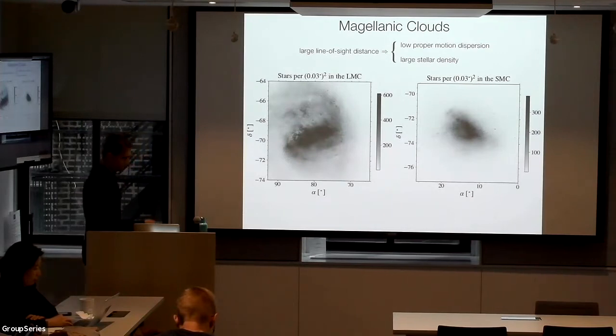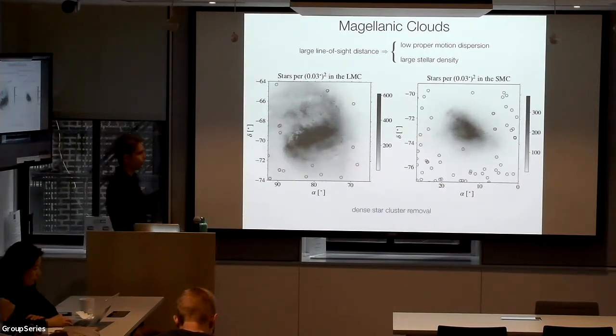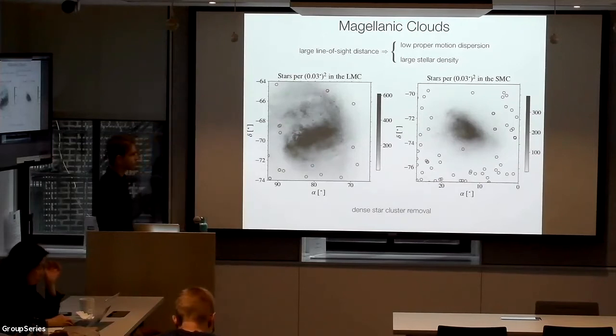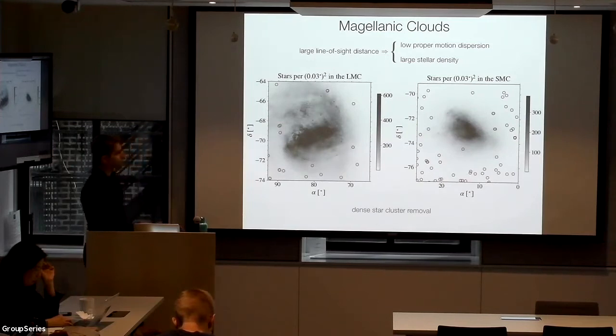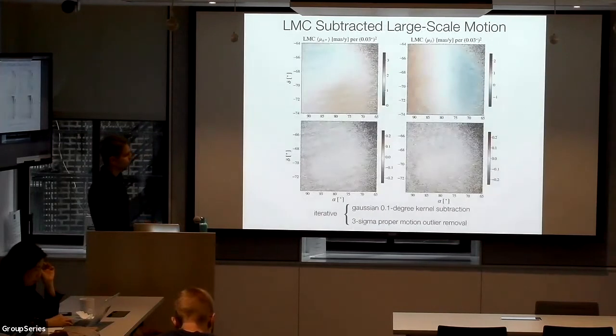We did some quality cuts on this sample, and we also removed dense foreground stellar clusters that are not part of the Magellanic Cloud. And we also cut out foreground stars with observable parallax. So all of the stars in the sample have no observable parallax, at least not at more than 2 sigma. And we also subtracted the large scale motion.